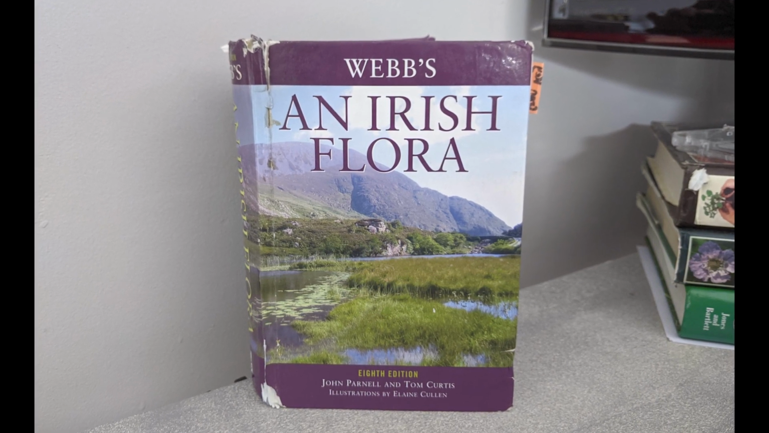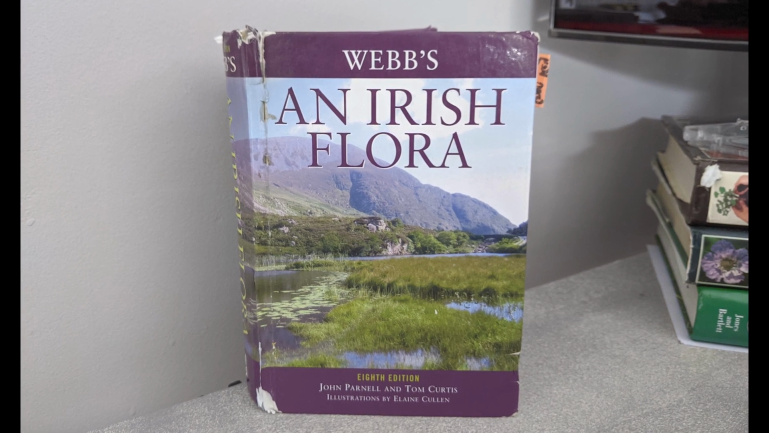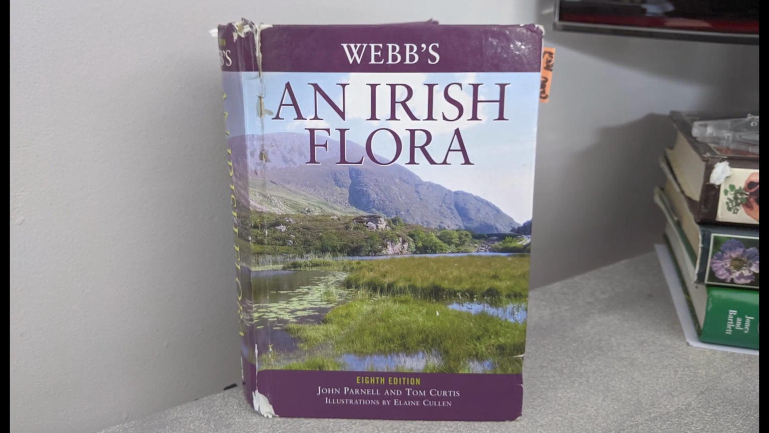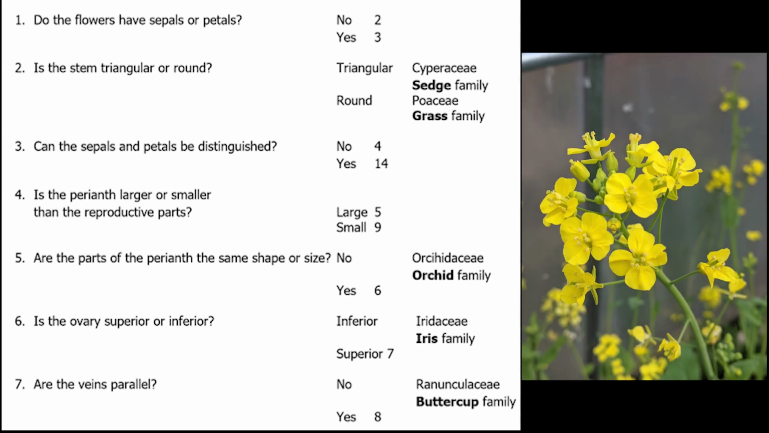And then you use a different key again, usually in the same book, to identify it to species level. So let's see how this works in practice for our cabbage family flower. The first question is, do the flowers have sepals or petals? These flowers do indeed have petals, and they have sepals too.